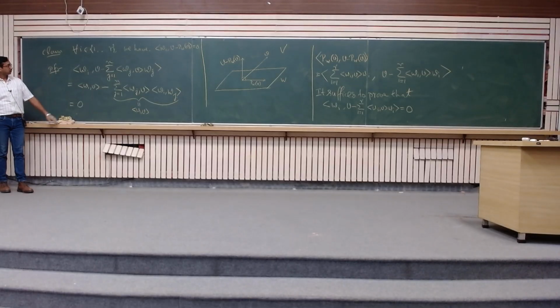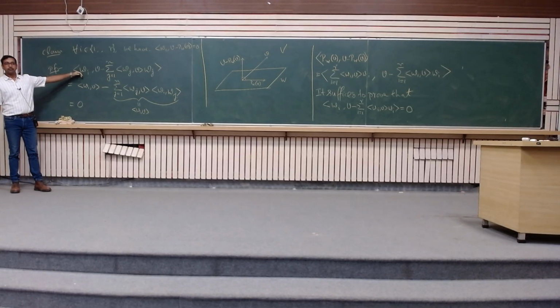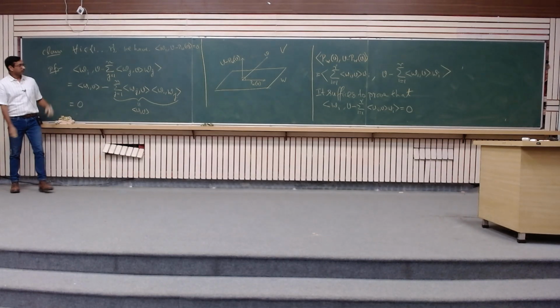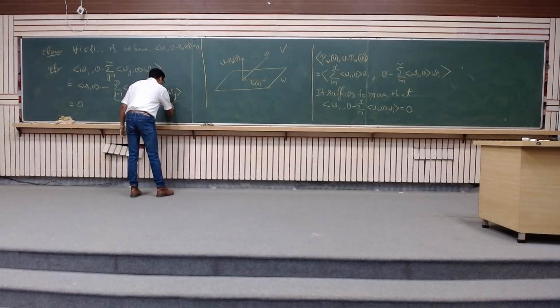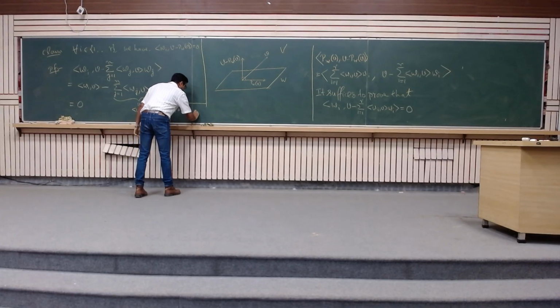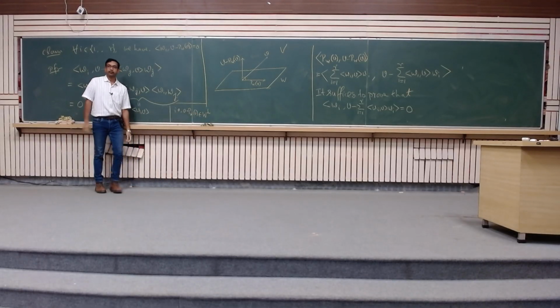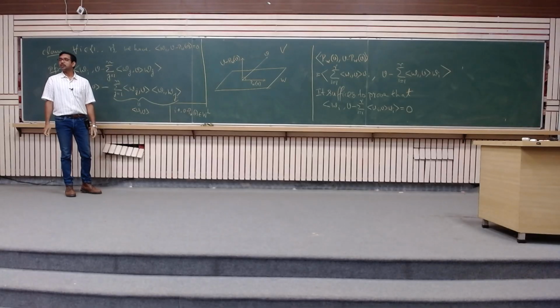So that means this one is perpendicular to every element of the basis of W. That is, v minus P_W v is in W perp. All right. Kaushik, any doubt?